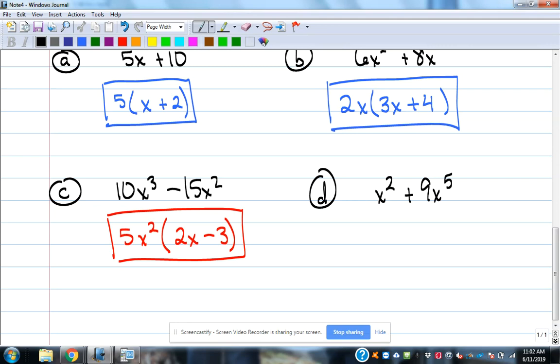Is that in descending order? No, we do need to rearrange this one because we got x squared in the front and x to the 5th in the back. Let's put it in order. So what we do is just rearrange the problem. That's a positive 9x to the 5th. So I'm going to put a positive 9x to the 5th in the front.